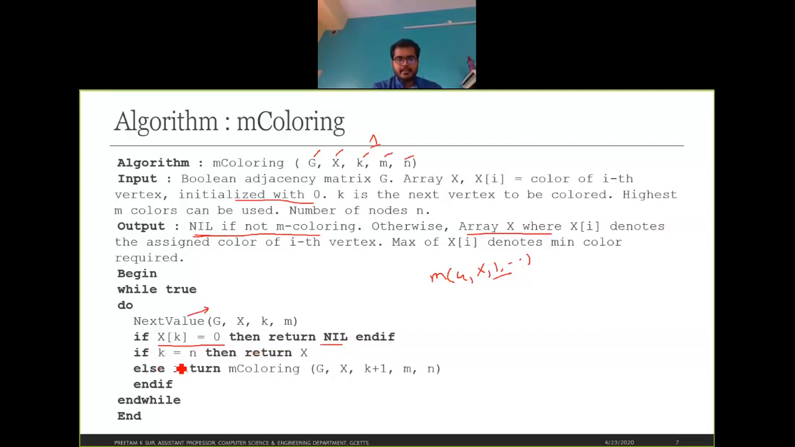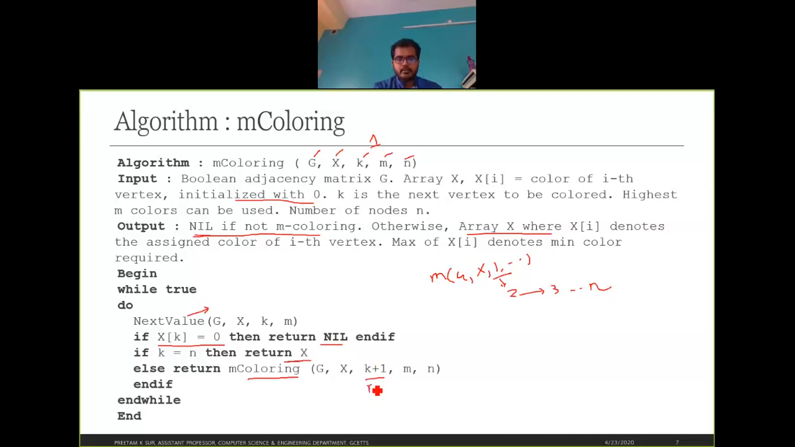Again, if k equals n, then it will return x. Return x means the solution vector. K equals n means this is the last vertex. So we are starting with 1, and we are recursively calling this backtracking m coloring algorithm with k plus 1. So when we have first 1, it will eventually call 2, and that will eventually call for vertex 3, and up to it will go n, right.